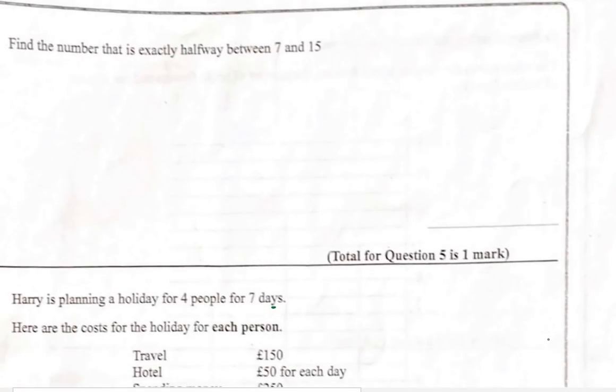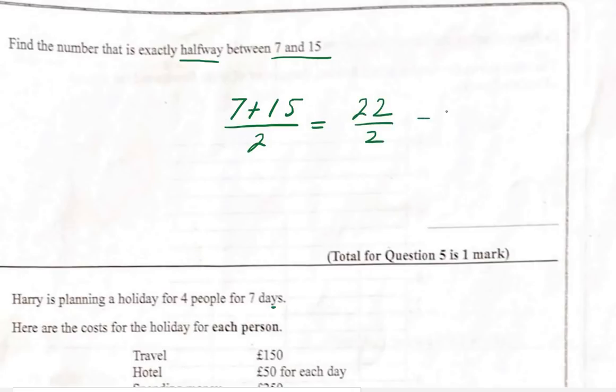Next question, find the number that is exactly halfway between 7 and 15. There are different ways to do this question, but when I do it, to find the halfway between two numbers, you just add the two numbers, 7 plus 15, and divide by 2. 7 plus 15 is 22, divided by 2 is 11. So the answer is 11.